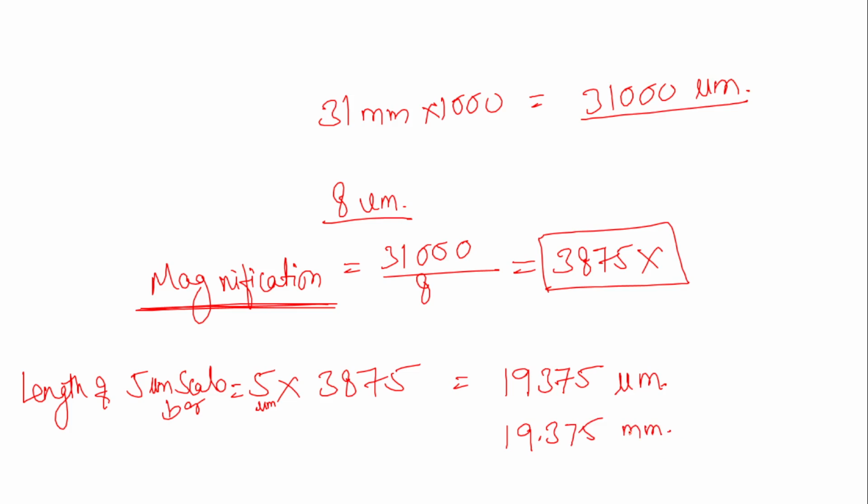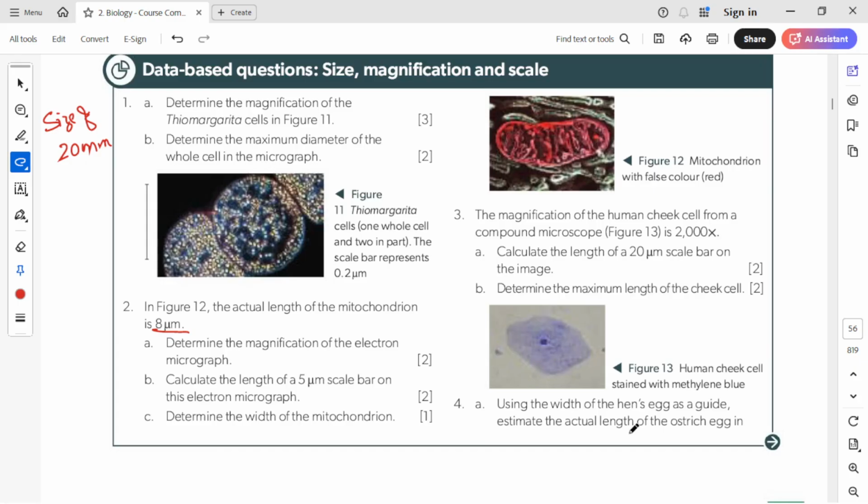Alright, so I hope it is clear how you will solve the questions. Let's see the next question. Determine the width of the mitochondrion. So just now we found out the length. Okay, if you want to see the width of this, then just using a scale in your book, see what is the width of this particular mitochondrion on your scale. Okay, measure the width and then you can actually determine the width of the mitochondrion.